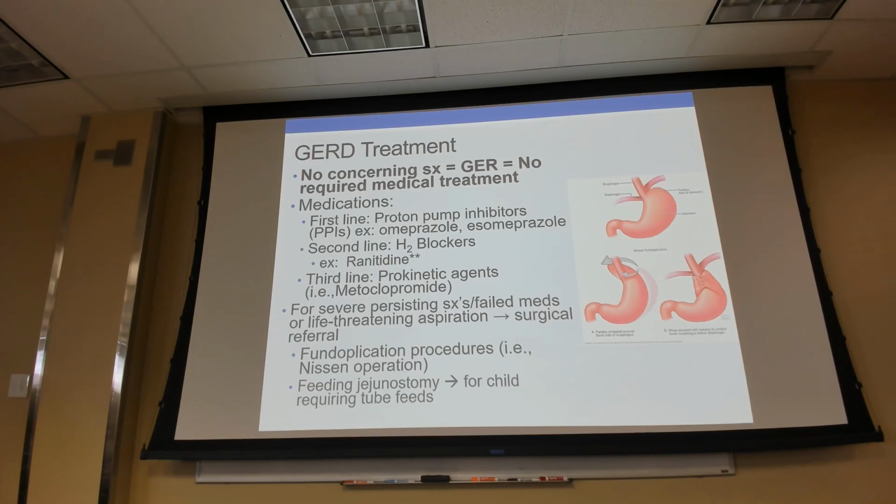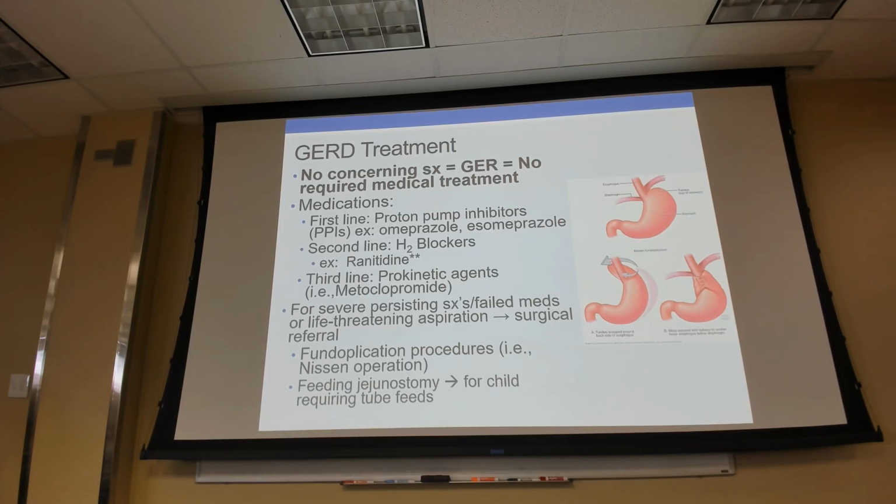The second line are your H2 blockers. Ranitidine was taken off the market, so now it is famotidine. So you've heard Zantac is no more for the babies, now it's Pepcid or famotidine. And then metoclopramide, we're really not using that as much anymore, but if you had tried several and you didn't get there, metoclopramide can also be used.